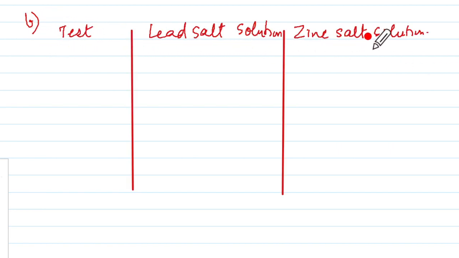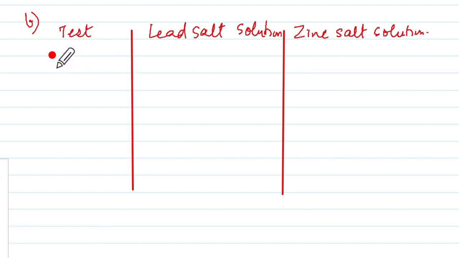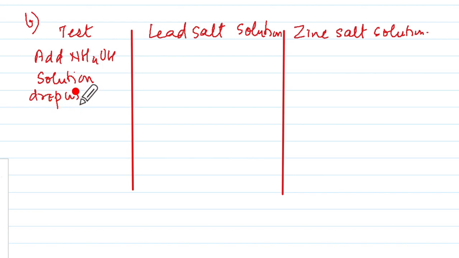For B as well, we take the same format, the 3 columns, and here we will write ammonium hydroxide solution, which we have to take in excess. So what do we write here? Add NH4OH solution dropwise, that is a little, and then in excess. Now lead salt with NH4OH will form a chalky white precipitate, correct? But zinc gives a gelatinous white precipitate that dissolves in excess, whereas lead is insoluble.